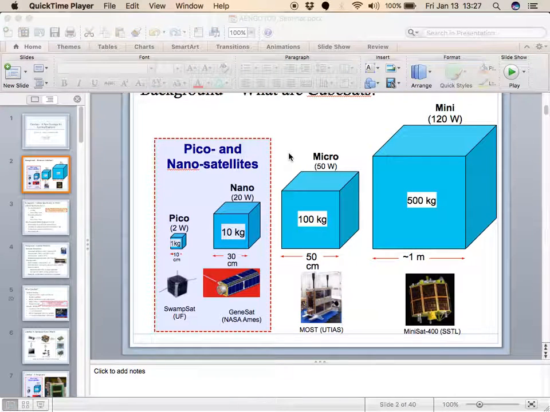1U satellite last time. What defined a 1U CubeSat? A 10 centimeter by 10 centimeter by 10 centimeter cube. That's a volume of 1 liter. Okay? So 10 centimeter by 10 centimeter by 10 centimeter is 1 liter.